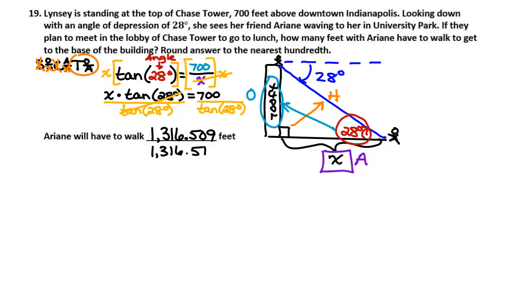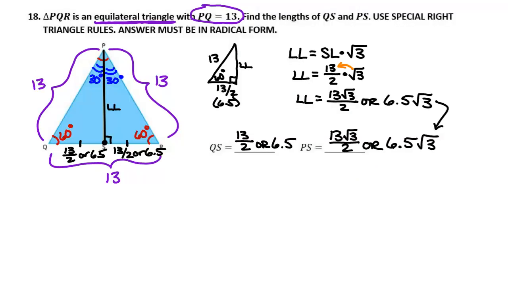Yes? On 18? Yep, let me go back to that. What was your question here? Could you do Pythagorean theorem? Yes, you could. However, the directions say to use your special right triangle rules. So that's why I did it with long leg and short leg. But without that piece of the directions, could you use Pythagorean theorem? Absolutely, you could. If you're unsure of your answer with special right triangle rules, you can always double check it with Pythagorean theorem also. Okay.